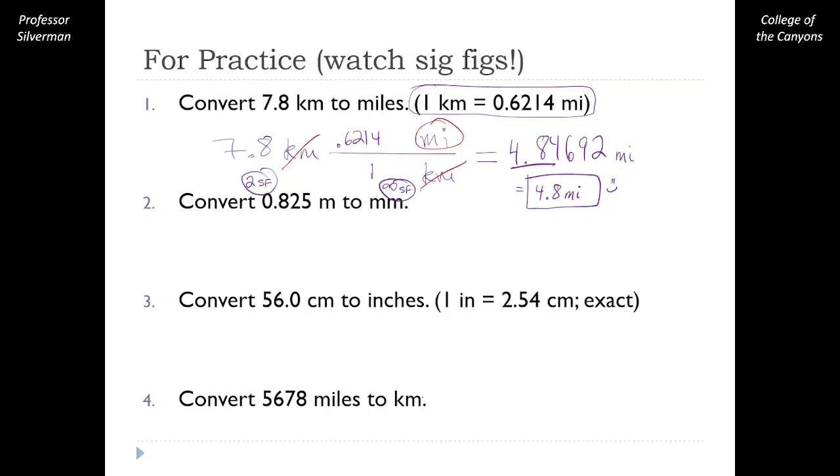For our second problem, we're starting with 0.825 meters. And we're going to have to convert into millimeters. Let's get rid of that unit that we don't want, and let's end up with the unit that we do want.